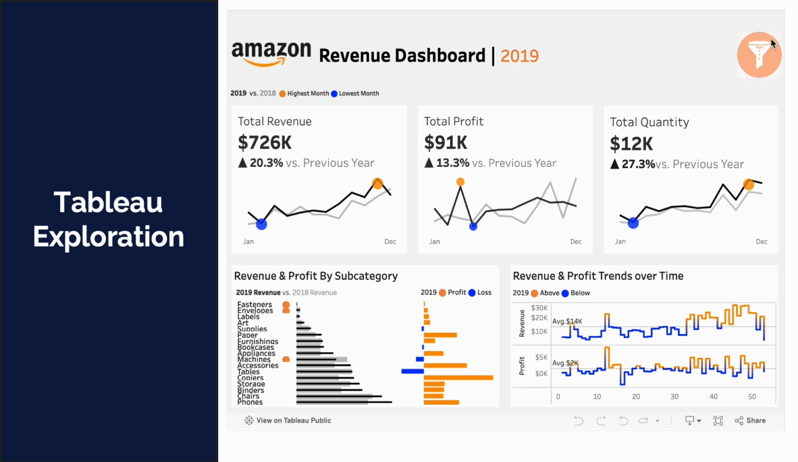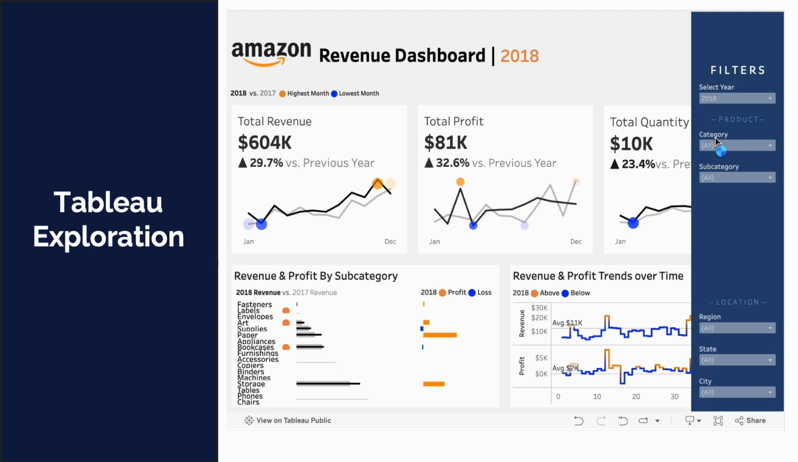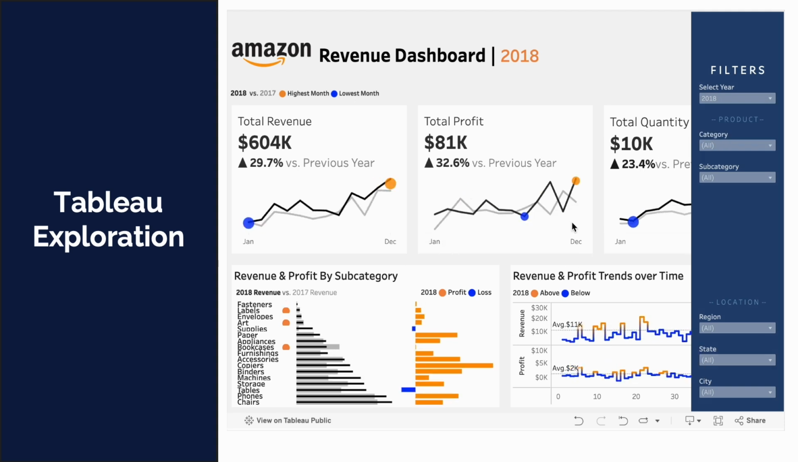Also, you can click on the filters icon in the top right to change the year. So, here it is for 2018. Notice that all of our visualizations change. Also, it can be displayed for certain departments, such as only technology, by removing furniture and office supplies.